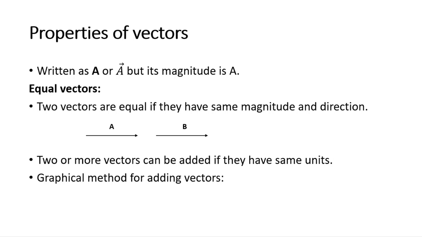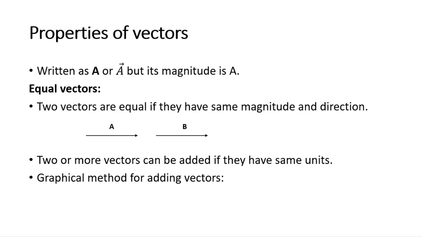Whenever we need to write a vector, we can write it with a bold letter. For example, there is a vector A. We can write it with the bold letter A or with an arrow on A, but its magnitude is simply A without any arrow. Two vectors are equal when they have the same magnitude and direction. Here you can see there are two vectors A and B. They are equal vectors because they have the same length and the same direction.